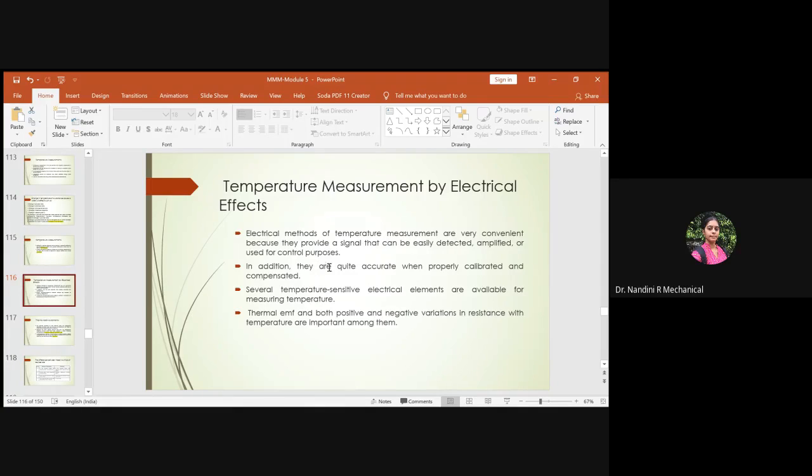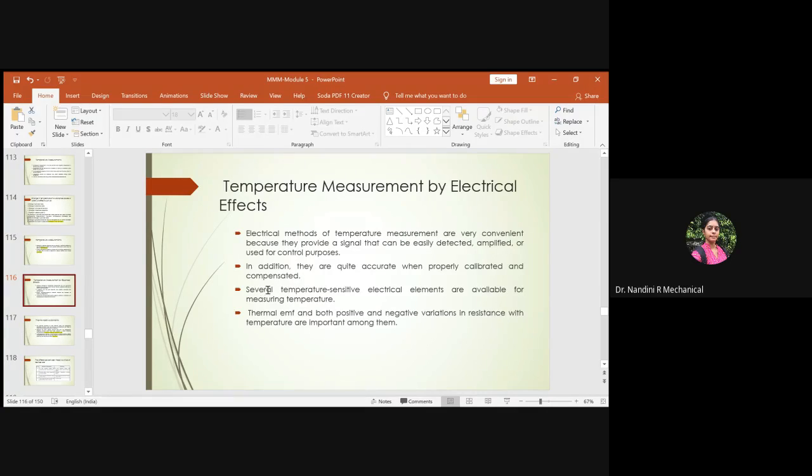Apart from that, they are quite accurate when properly calibrated and compensated. Every measuring instrument, whether it is temperature measurement, strain measurement, or any other measuring instrument used in metrology, has to be calibrated very frequently. Even in this case, if it is calibrated properly, regularly, and periodically, you will get quite accurate results. So this is one of the plus points along with the previous application I told you.